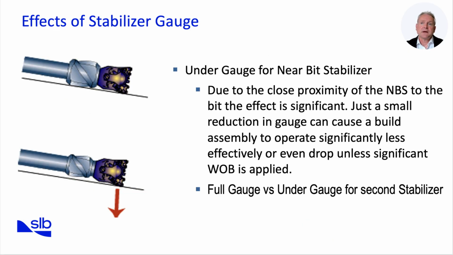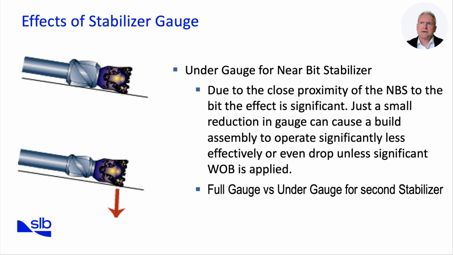When a near bit stabilizer, NBS, is under gauge even slightly, the impact is significant because of its close proximity to the bit. This reduction in diameter alters the side force at the bit, reducing build capability. In some cases, an under gauge NBS can even cause a build assembly to drop inclination unless high weight on bit is applied. For the second stabilizer, being under gauge makes it easier to establish a tangency point below the stabilizer. This change affects how side forces are distributed along the BHA.